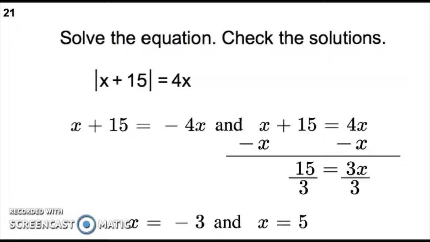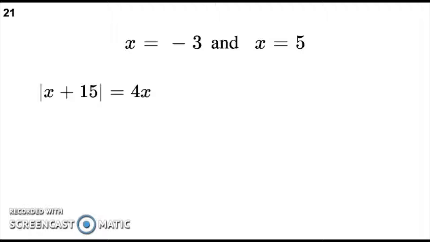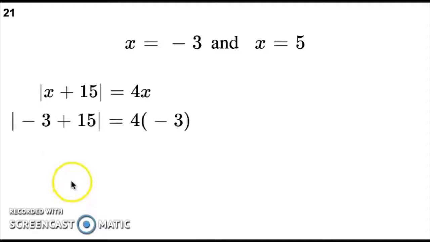Now we got to check our answers, because when we have the absolute value equaling something with a variable, we could have what's called an extraneous solution, meaning it's an answer for x, but it isn't a solution to the equation. So let's try them both and see which works. So first we're going to substitute in negative 3 for x. So doing that, we have negative 3 plus 15 in absolute value, and on the other side of the equal sign, 4 times negative 3.